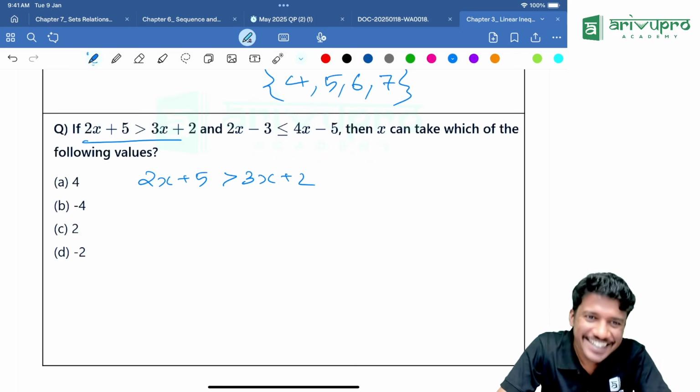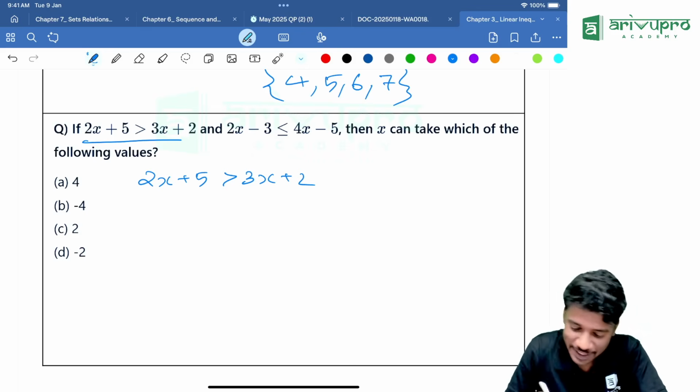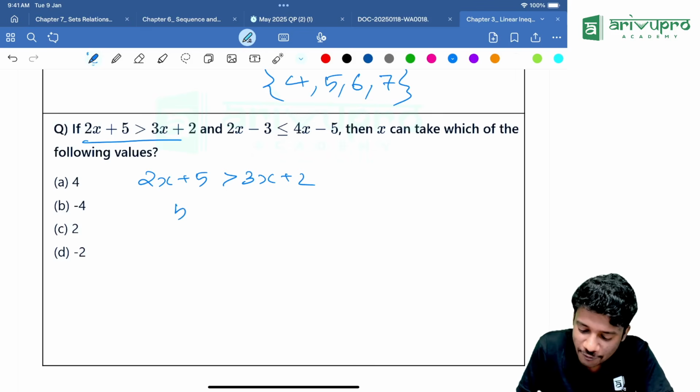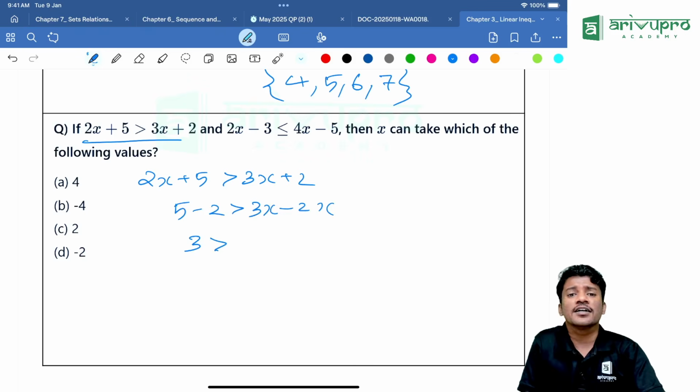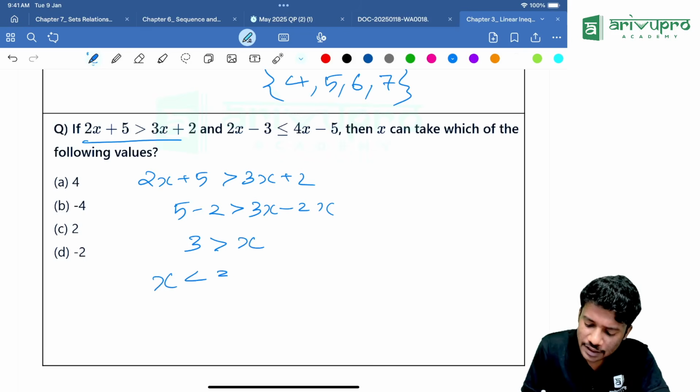Ajay. Yes. Now, how to do this? Take x to one side. That means 5 minus 2 greater than 3x minus 2x. That means 3 is greater than how much now? 3 is greater than x. That means x is less than 3.